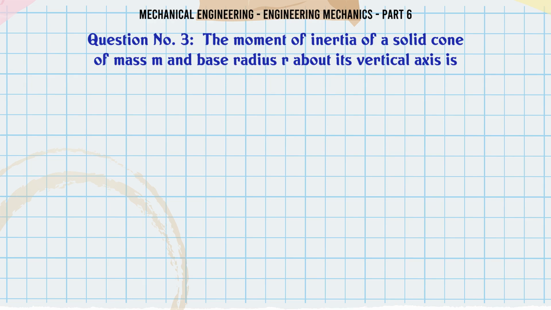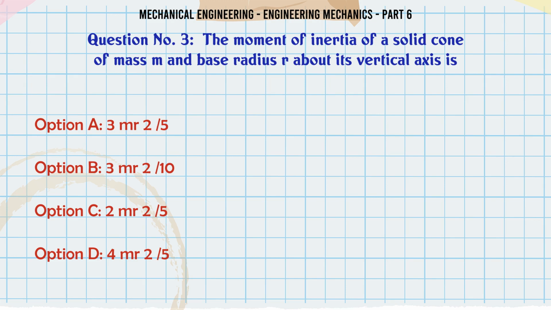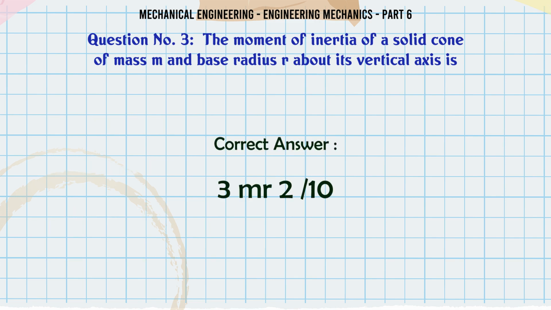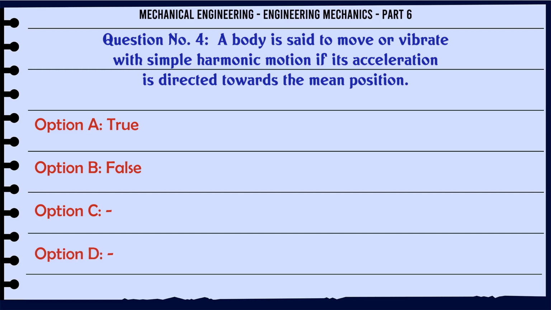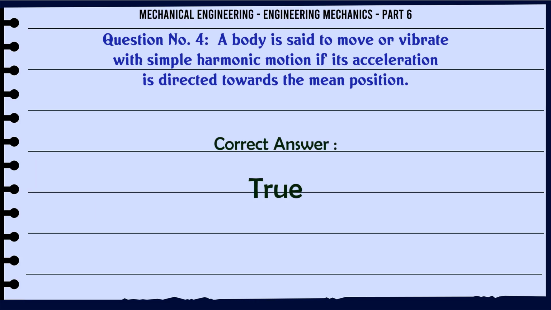The moment of inertia of a solid cone of mass m and base radius r about its vertical axis is: A) 3Mr²/5, B) 3Mr²/10, C) 2Mr²/5, D) 4Mr²/5. The correct answer is 3Mr²/10. A body is said to move or vibrate with simple harmonic motion if its acceleration is directed towards the mean position. A) True, B) False. The correct answer is true.